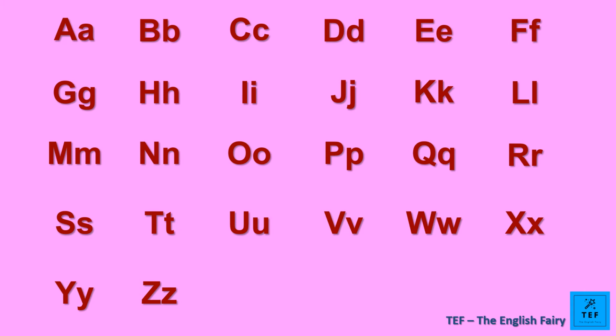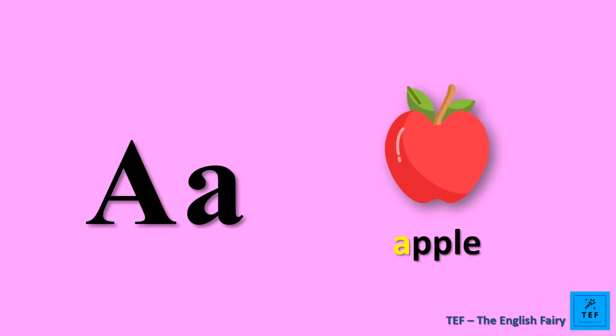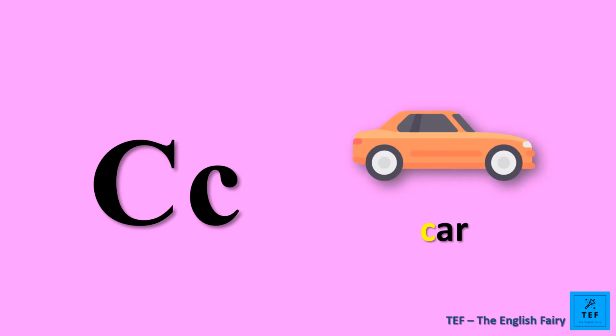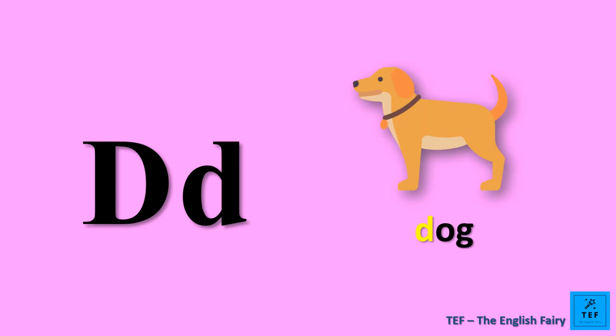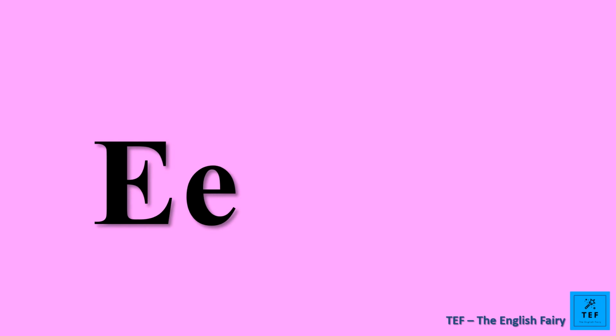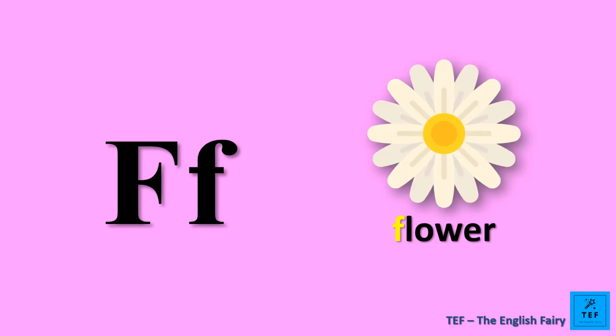Alright, now let's go check out the sounds. A, as in apple. B, as in book. K, as in car. D, as in dog. A, as in elephant. F, as in flower.